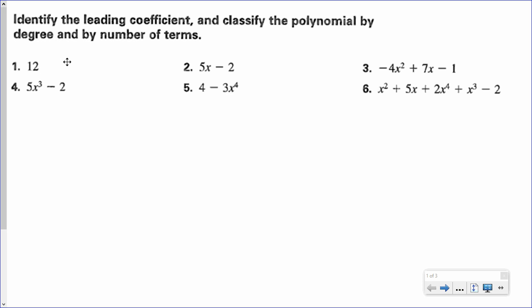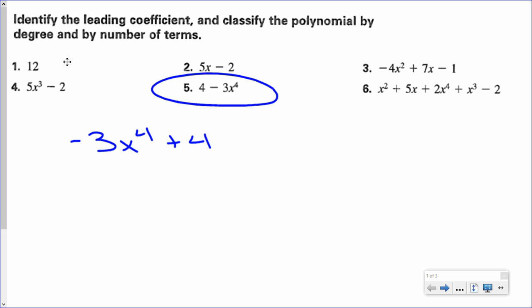If you look at number 5, the highest degree goes first. The degree is the power, so x to the fourth would be what you'd be looking at. Reorganizing it, you'd have negative 3x to the fourth as your first term, and right behind that put plus 4. This would be in standard form. Okay, so keep on going here.